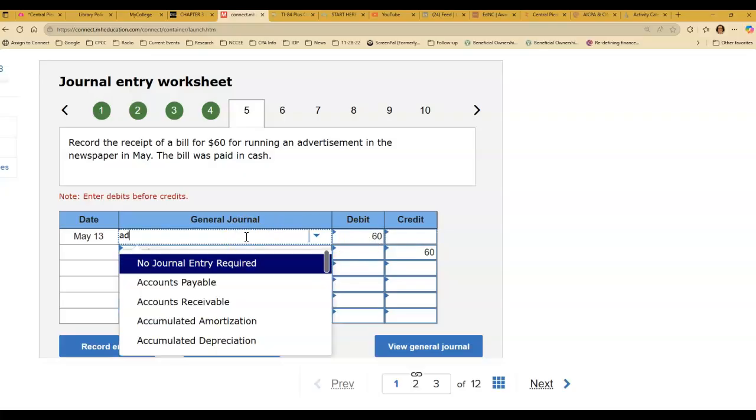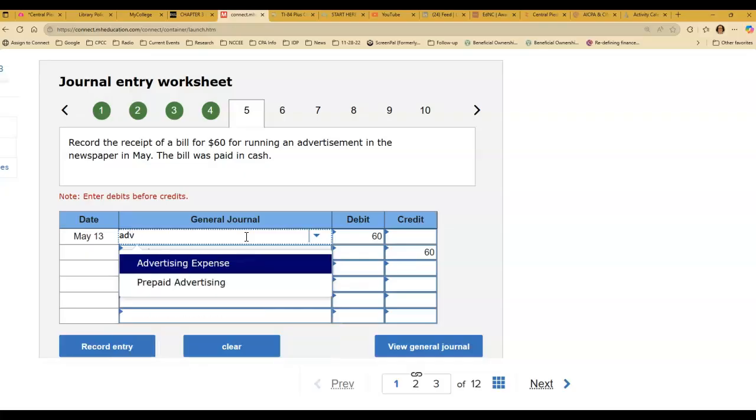Okay, good. Why did you choose advertising expense rather than prepaid advertising? Good. It showed up in the paper in May. We paid for it in May. So let's just go ahead and put it in the advertising expense.